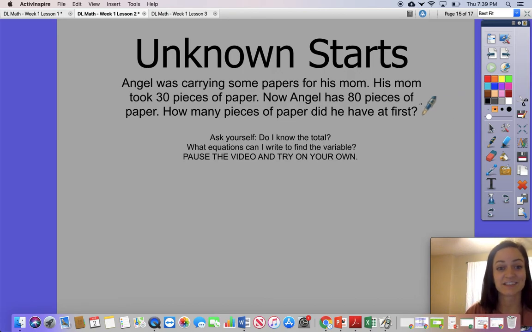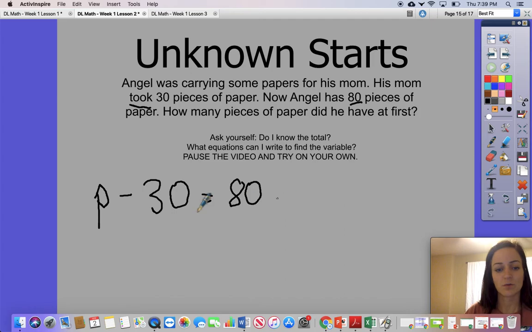Okay, welcome back. Let's try it. So Angel was carrying some papers for his mom. I'm going to put P for papers. His mom took 30 pieces. The word took tells me that we're subtracting, right? We're getting rid of something. And then he ended up with 80 pieces of paper. Okay. Do I know my total in this problem? No. So if I drew my math mountain, I don't know what my total is. I know that his mom took 30 and he had 80 left.